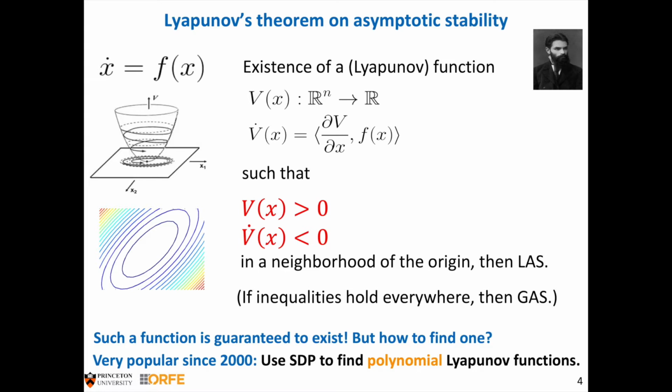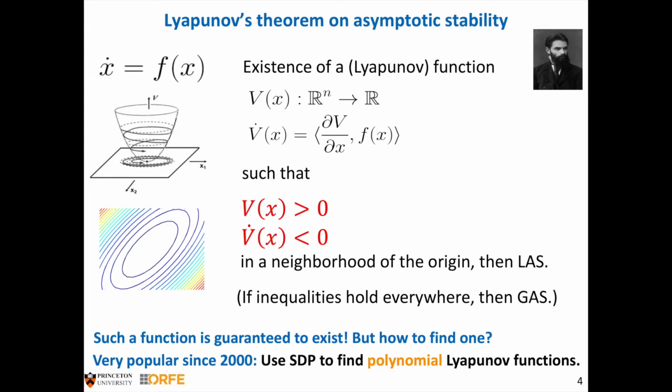Do the inequalities hold everywhere? Yes. So okay, let me be more precise. For global stability, these inequalities hold everywhere except at the origin. At the origin, both V and V dot are 0, right? Everywhere else you want this to hold. If that is true, and if V on top of it is radially unbounded, which means it has compact sub-level sets, that's one characterization, then you have global asymptotic stability. For local asymptotic stability, the condition is that these inequalities hold in any neighborhood of the origin, except at 0, because at 0 both of them are 0.